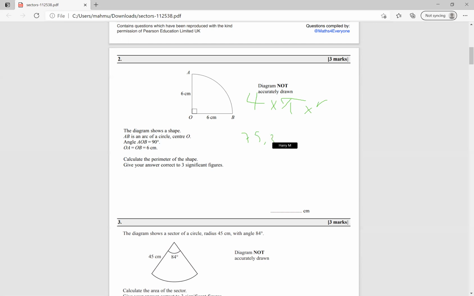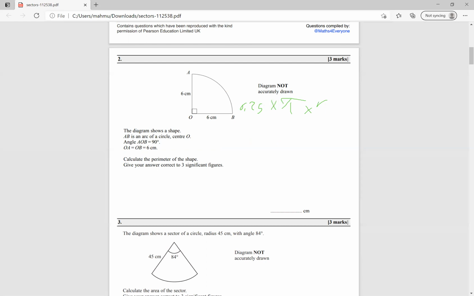Where did you get 4 from? I'm confused. Why did you get 4? Because 4 is 90 divided by 360. Oh, okay. So 90 divided by 360 should give you 0.25. Oh wait, no, it's not 4. Yeah, 0.25. So 1 over 4. You can write 1 over 4. 0.25 is the same thing.